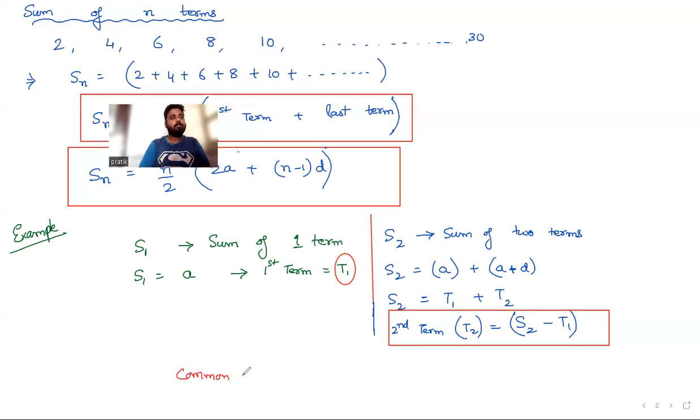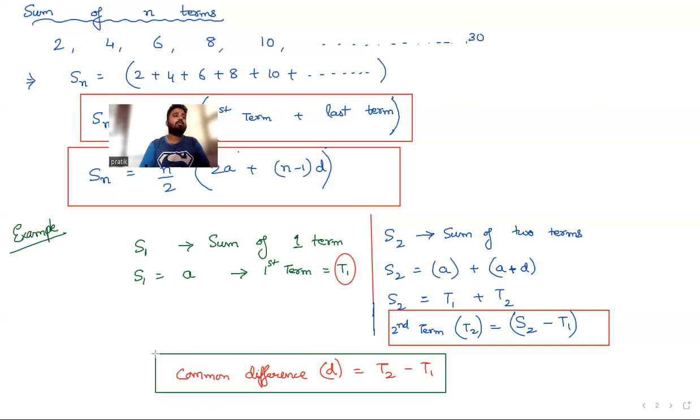Just writing it a little bit here for you. Common difference D is nothing but T2 minus T1. How do you find T2 and T1? Just write above. This is a type of question which pops in and the students get confused, asking how do you find the common difference when the sum is given?